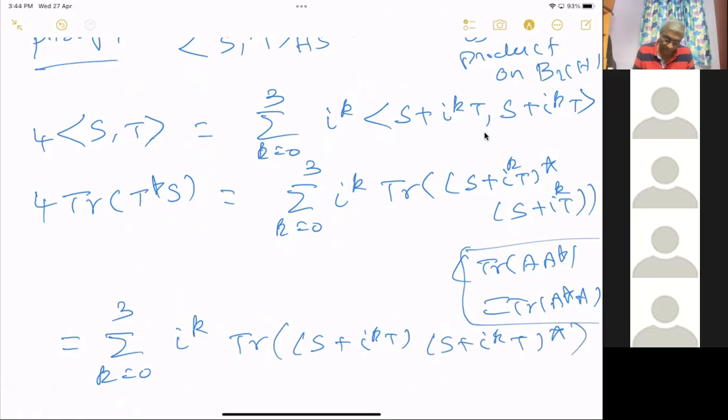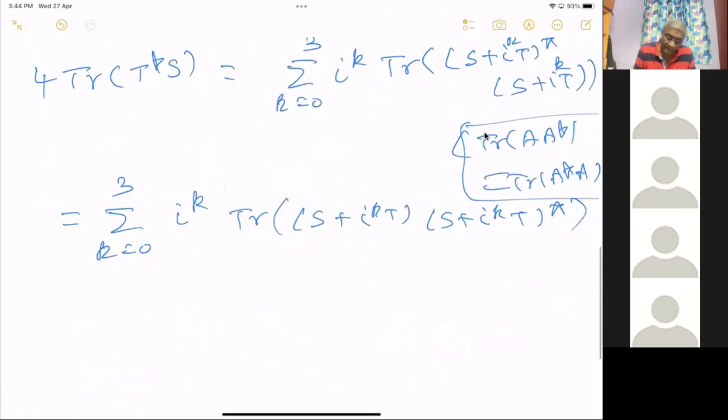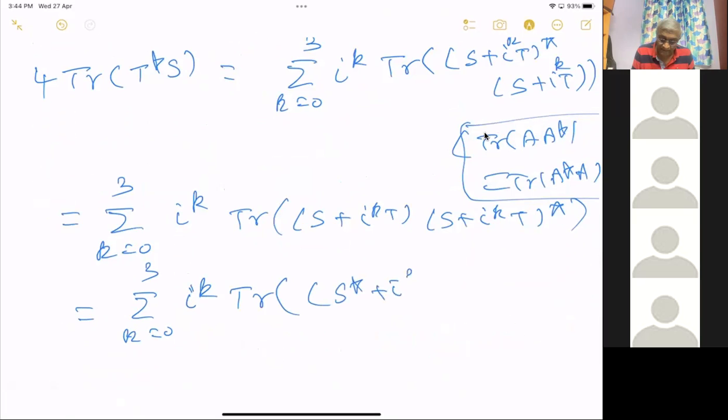Okay. So this is equal to the summation k equal to 0 to 3. Now this I can write as i power k trace. I want to bring a star there. So S star plus i power minus k times T star, whole star. I can take a star inside and star outside, which is without star. So here also I do the same. Here I just take the star inside: S star plus i power minus k T star.